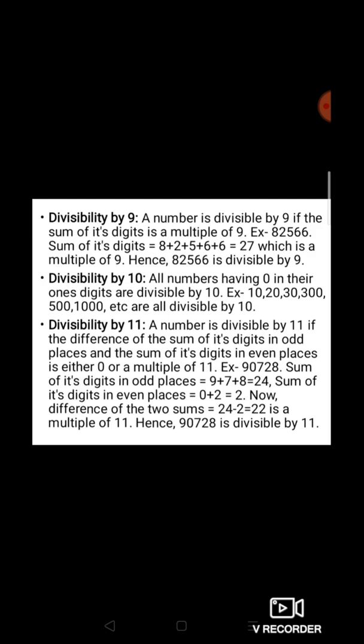Now we will move on to the last one, that is divisibility by 11. A number is said to be divisible by 11 if the difference of its digits in odd places and in even places is either 0 or a multiple of 11. That means we take a number, suppose it is 90728. Here we have to see which digits are in the odd places and which digits are in the even places. Looking from 8, we will have to look from the ones place side. So the ones place digit is 8.